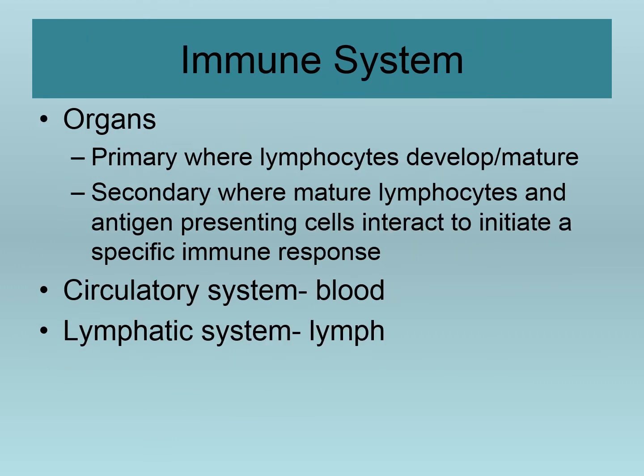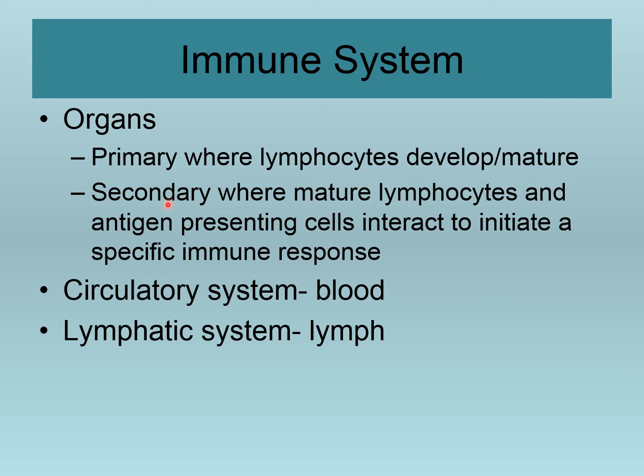The immune system consists of many structurally and functionally diverse organs and tissues that are widely dispersed throughout the body. These organs can be classified on the basis of their functional differences as primary lymphoid organs or secondary lymphoid organs. The primary lymphoid organs provide an appropriate microenvironment for lymphocyte development and maturation.